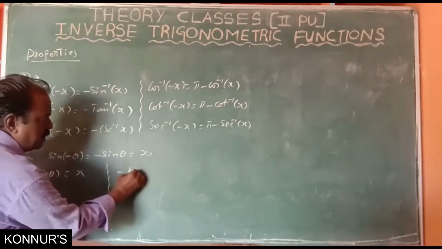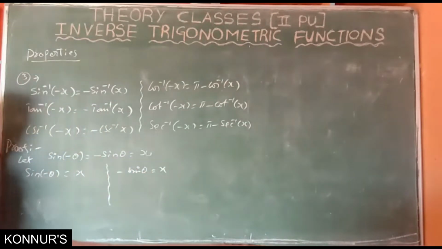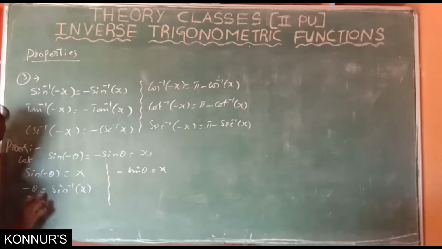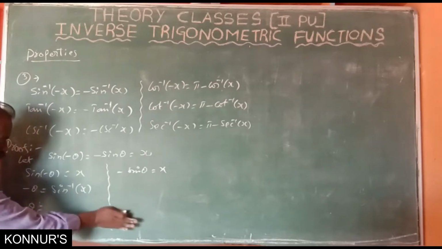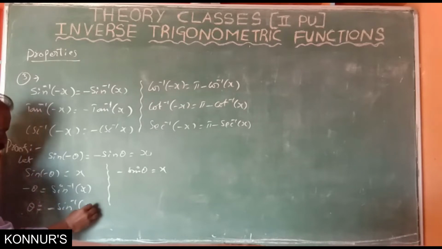And minus sine theta is also x. Okay, now. Here minus theta, sine goes that side, it is sine inverse of x. So theta is equal, we are multiplying with minus on both sides. It is minus sine inverse x. Okay? So it is equation 1.